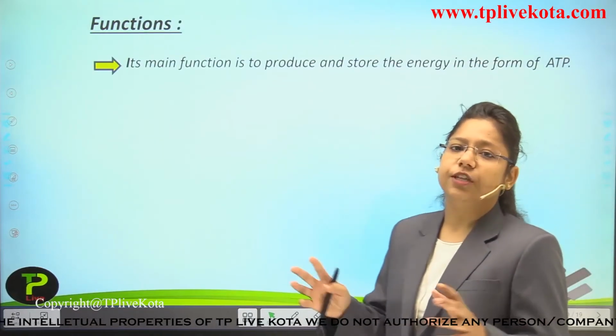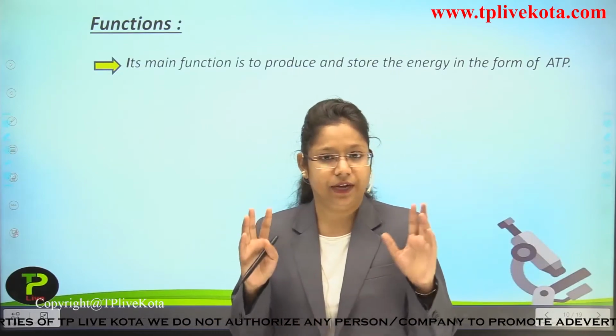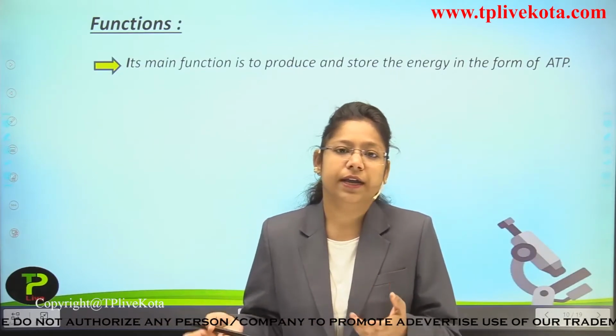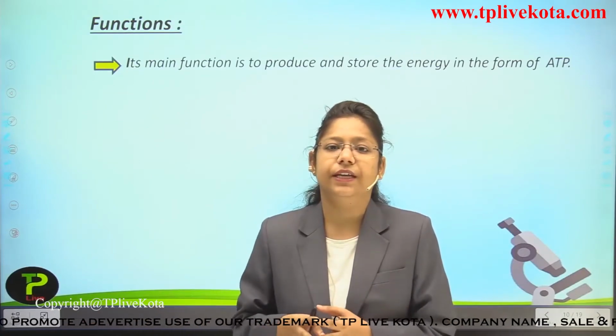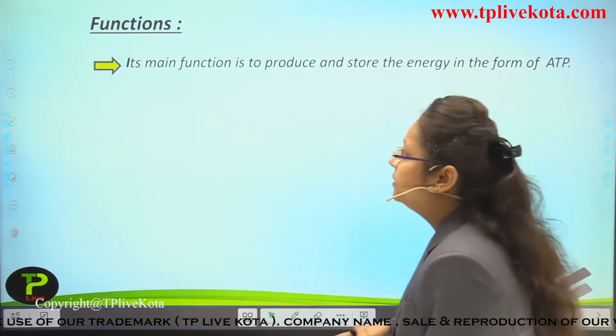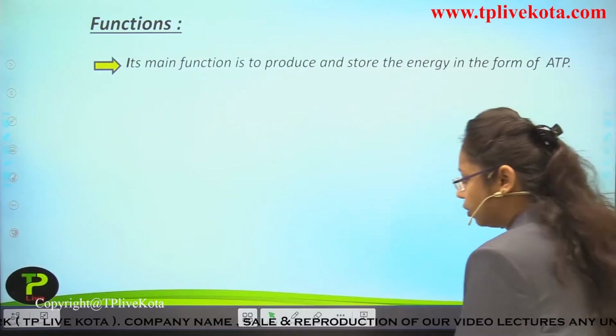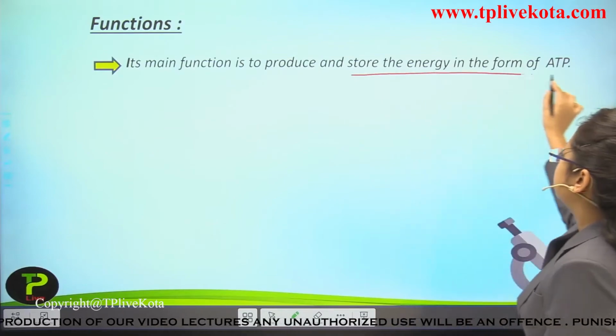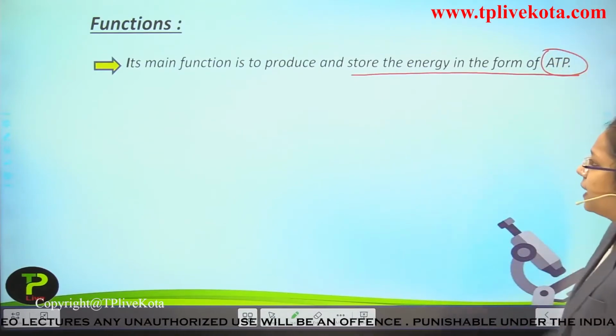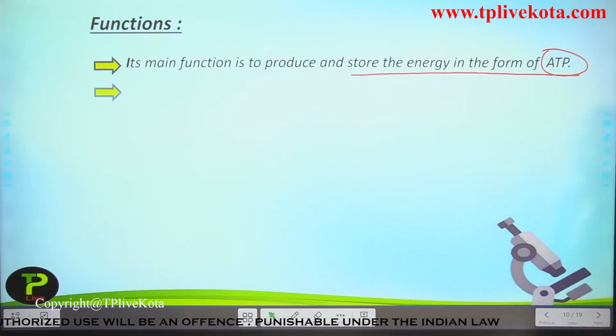So, the first function of mitochondria is very well known. What is it used for? Energy production. It is the storage battery of the cell, or we can say it is the powerhouse of the cell. So its main function is to store energy. Remember this. It stores the energy in the form of ATP, adenosine triphosphate.